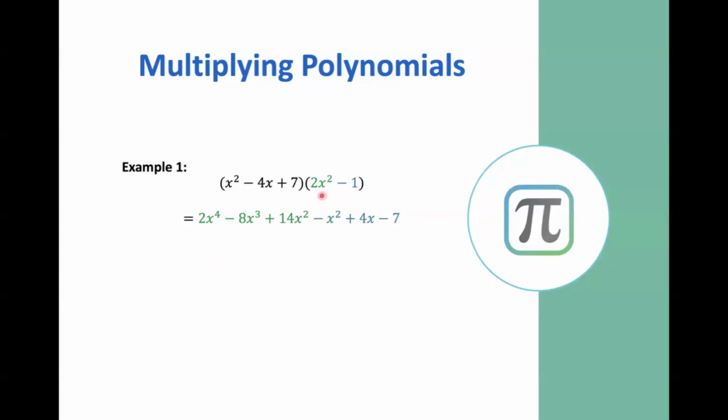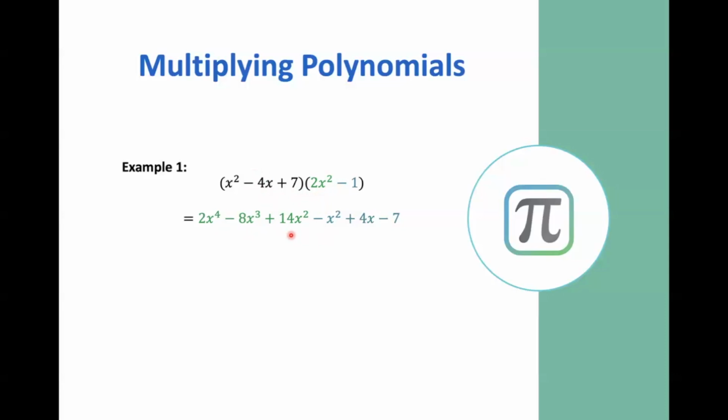Taking one term in the bracket on the right, I have to times 2x squared times x squared, which gives me 2x to the power of 4. And then multiplying the 2x squared by minus 4x. So that gives me minus 8x cubed plus 7x times 2x squared gives me 14x squared.